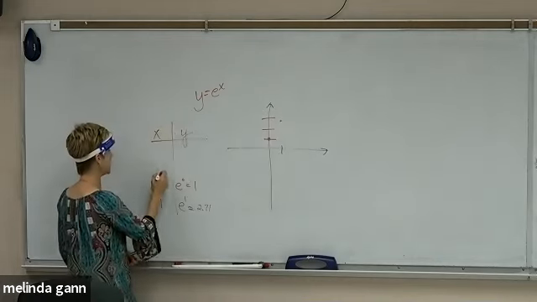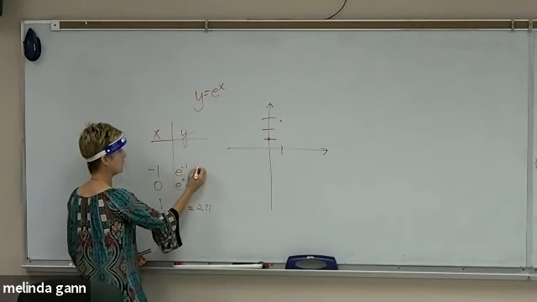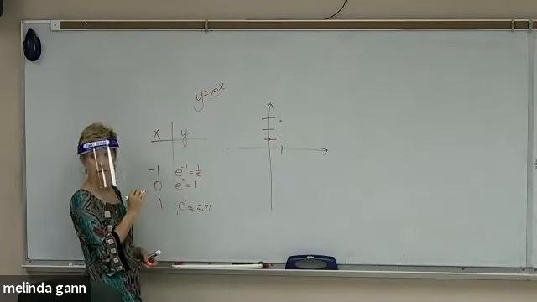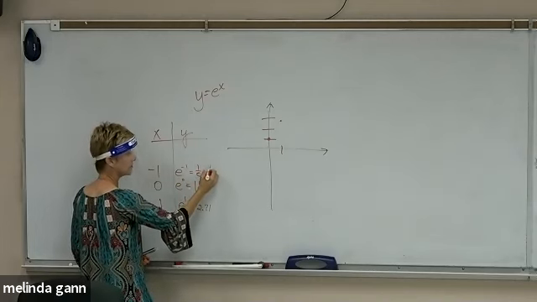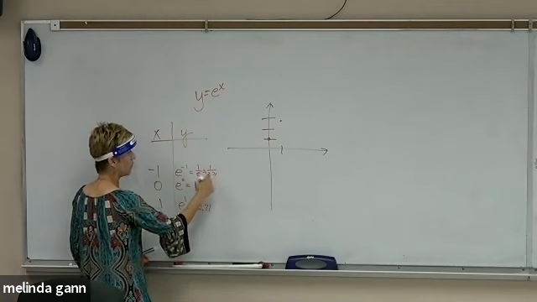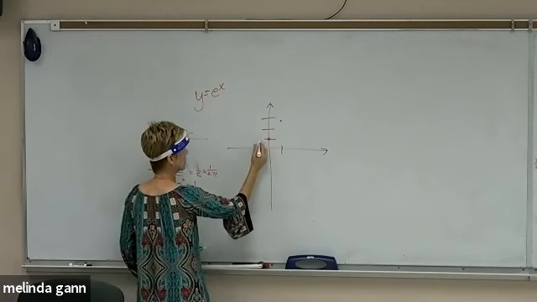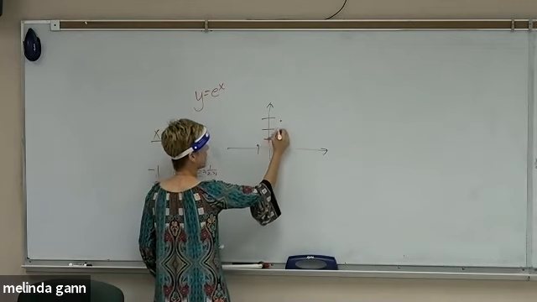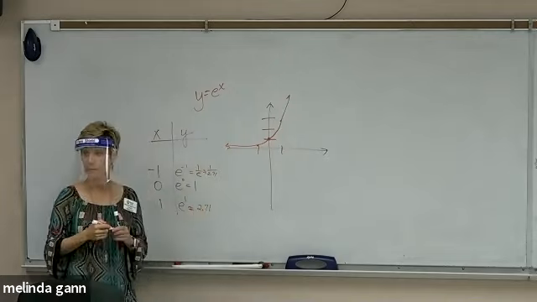Now what if I had a negative 1? e to the negative 1. Wouldn't that be 1 over e? So what fraction is that pretty close to? About one-third. So when you start making the graph, it looks like this. That's what happens when you do your graph.